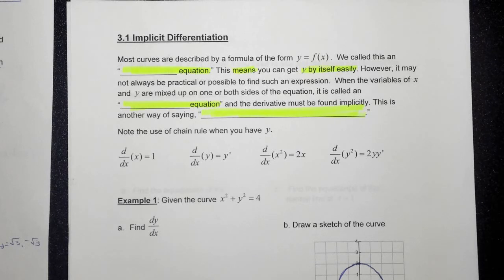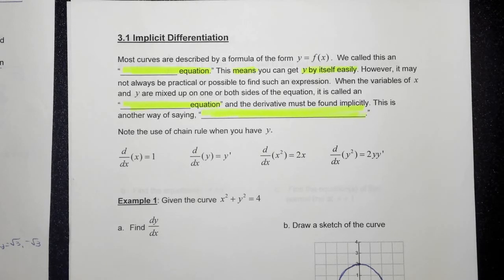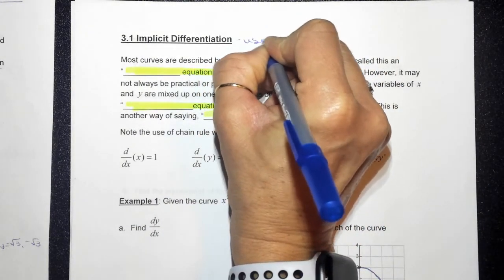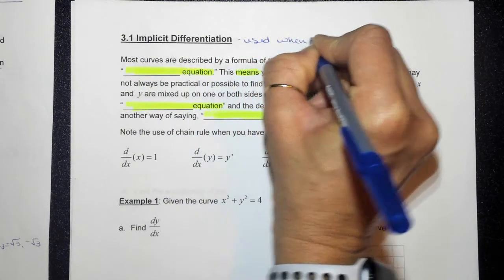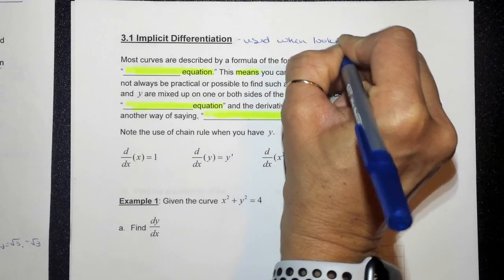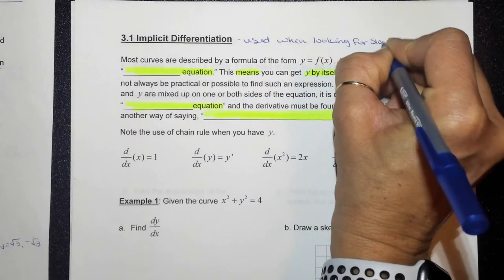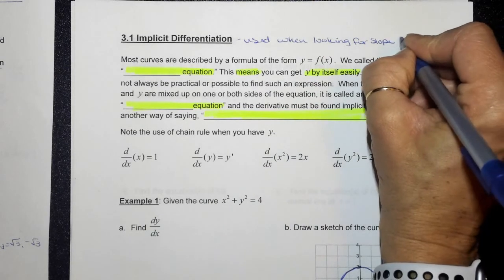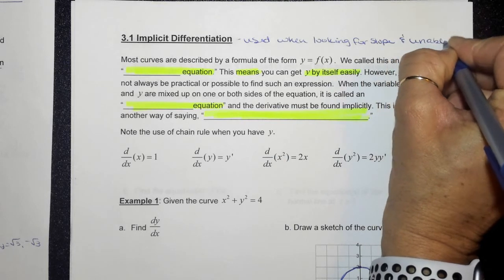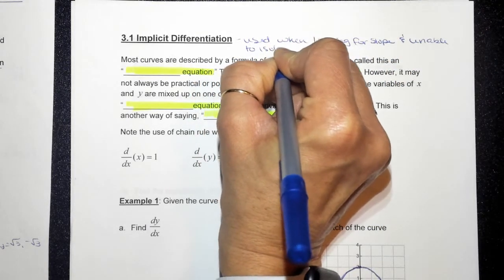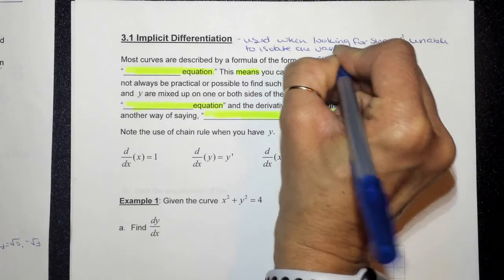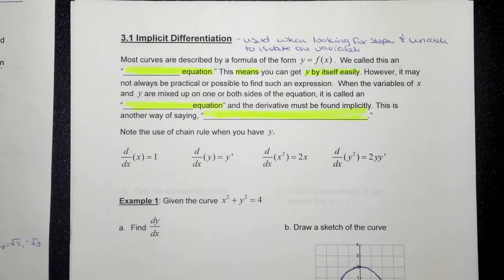Okay, our next topic, beginning in Unit 3, is an extension of derivatives, and we are going to move into implicit differentiation. And this is used when looking for the slope, but you are unable to isolate one variable. Meaning we can't just solve for y. It's not in linear form.